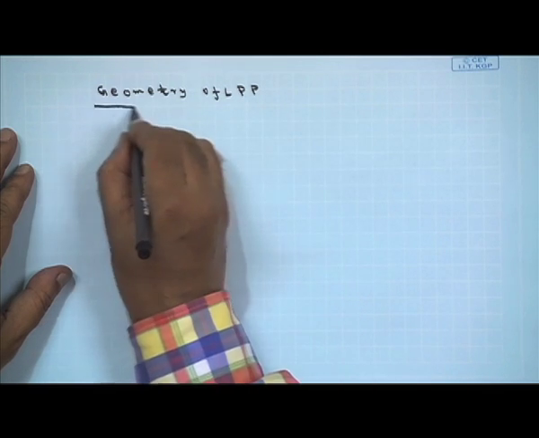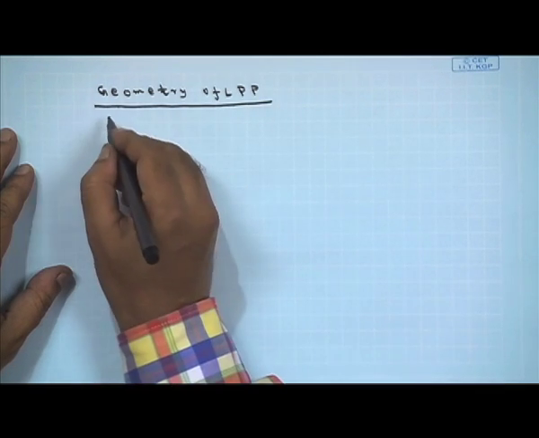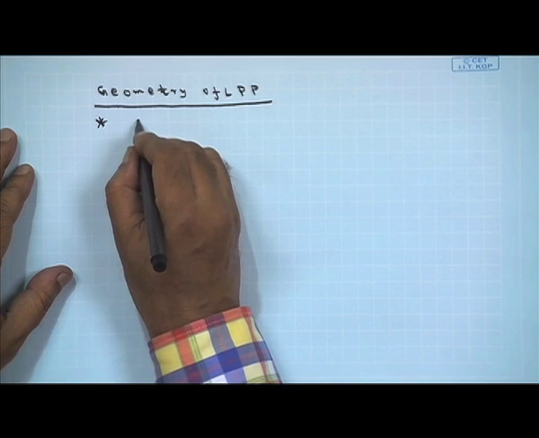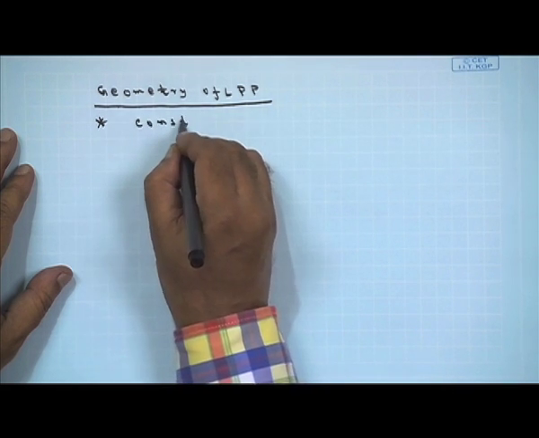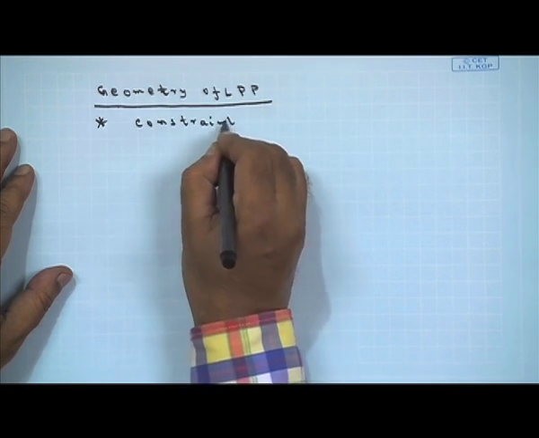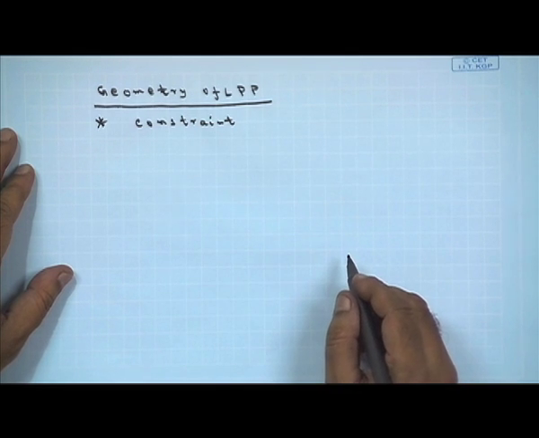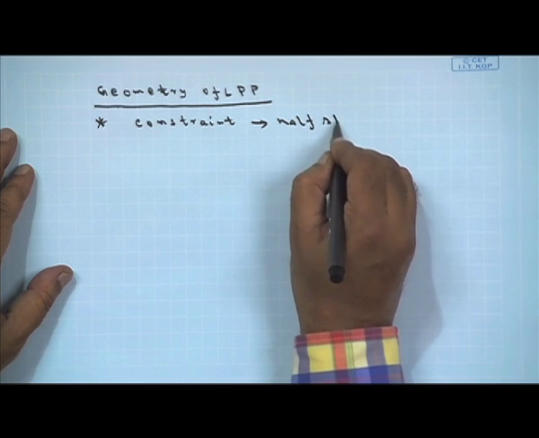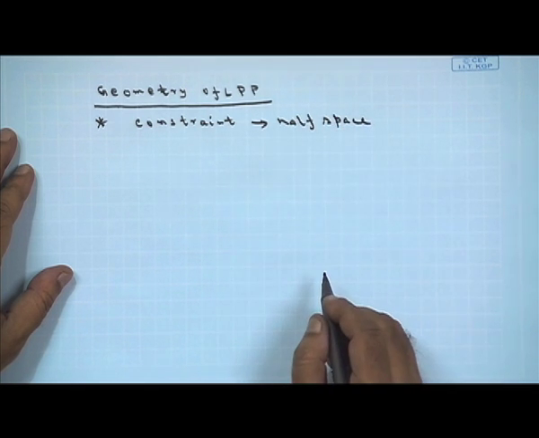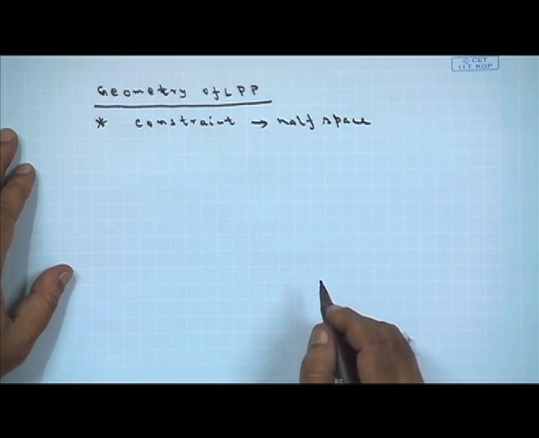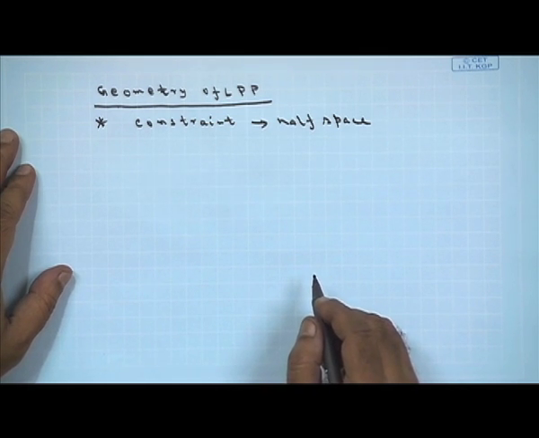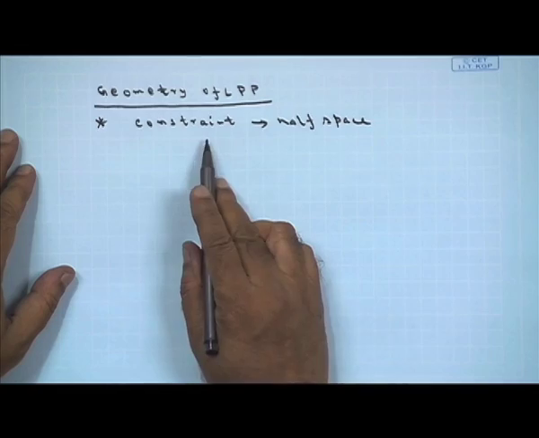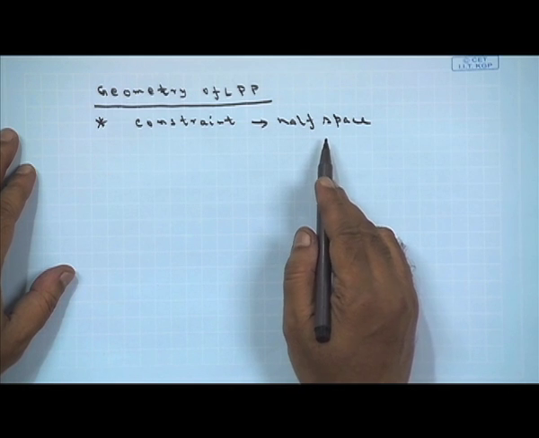Here, what is happening? If you see, number 1, you have a constraint. Each constraint defines one half space. Half space means it may be open half space or it may be closed half space. So, each constraint is defined as a half space.